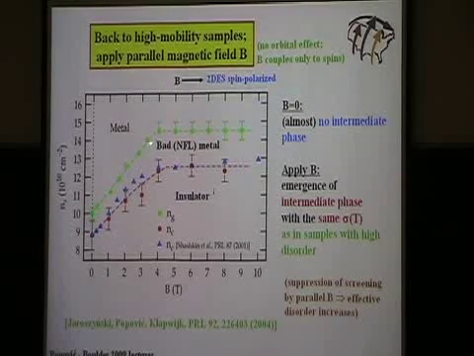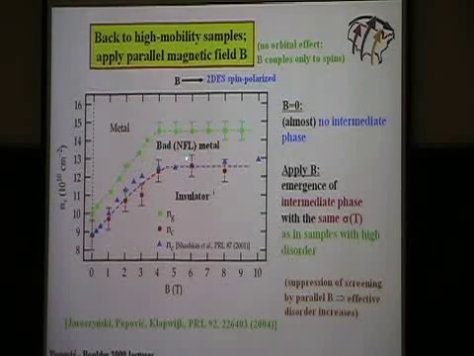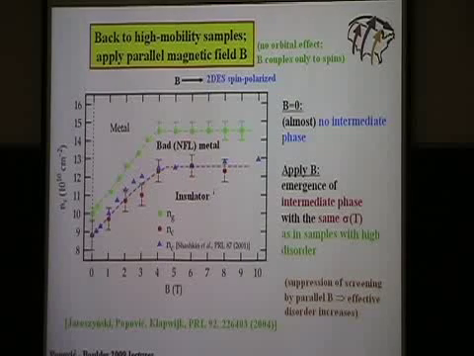I will show you later how we determine this, but the point is that as we apply the field on, we start seeing the emergence of this intermediate phase, which exhibits non-Fermi liquid temperature dependence of resistivity. So I'll show you a couple of examples.